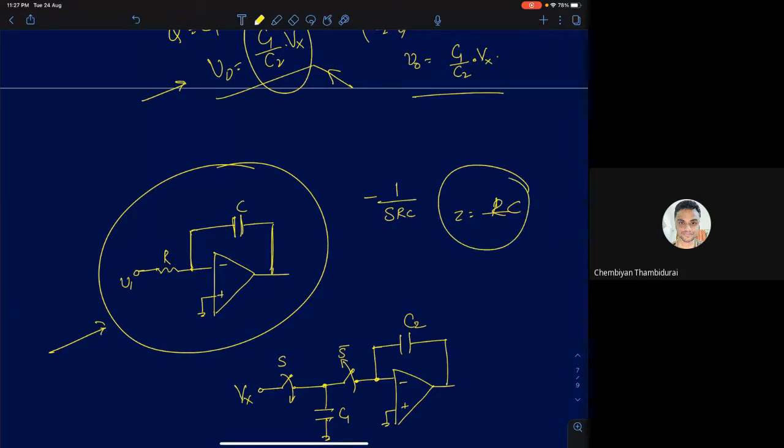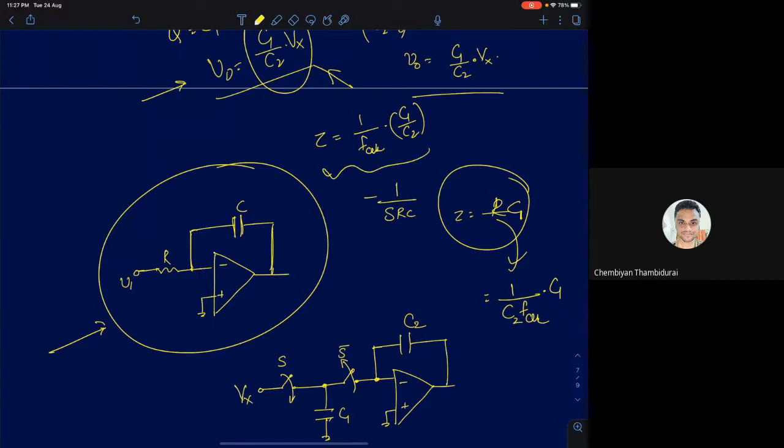Now, if I realize this resistor using a switched capacitor, let's assume this resistor is realized using a switched capacitor of value C2, and let the integrator capacitance be C1. The value of the resistance is going to be 1 by C2 into F clock. Now, what happened to your time constant? Your time constant is given by 1 by F clock into C1 by C2.